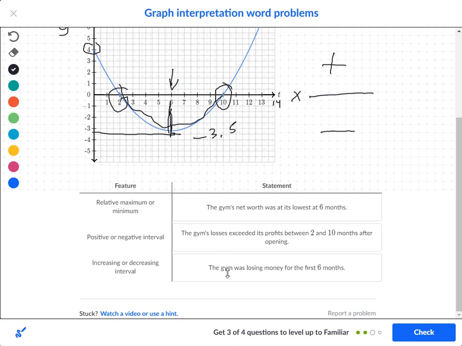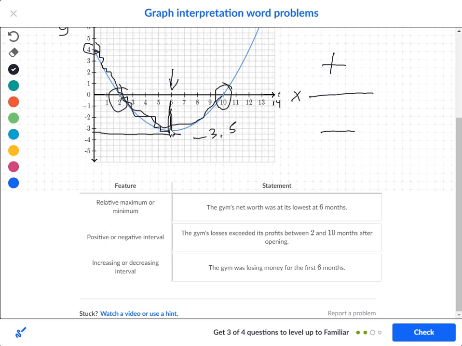Now it says it's increasing. The gym was losing money for the first 6 months. So this is the timeline. This is the first month, second month, third month, 4th month, 5th month, and 6 months. If we start here, when they first opened up, they were losing money. The first month they lost money. Second month it's still going down. Third month it's still going down. 4th month it's still going down. So that would be a decreasing interval.